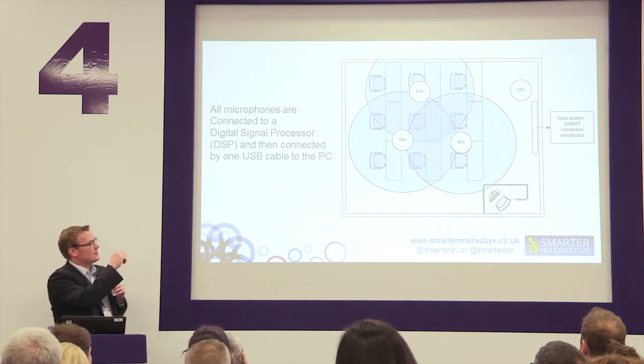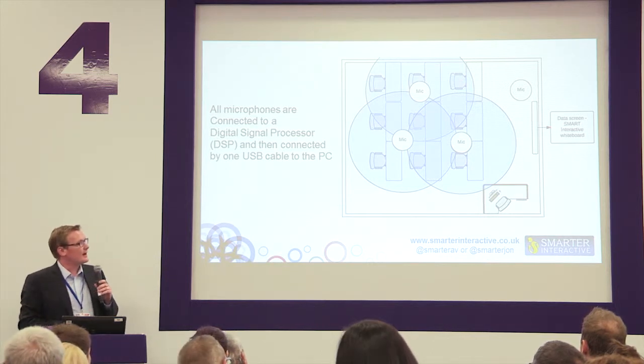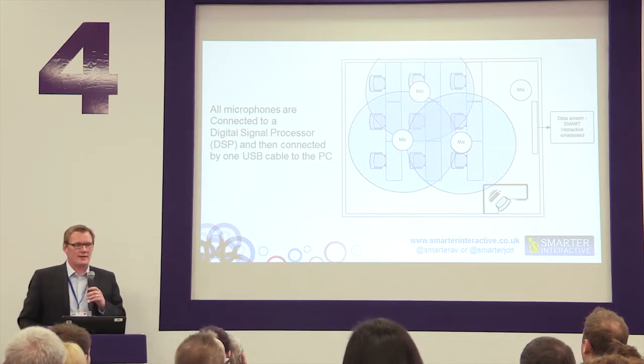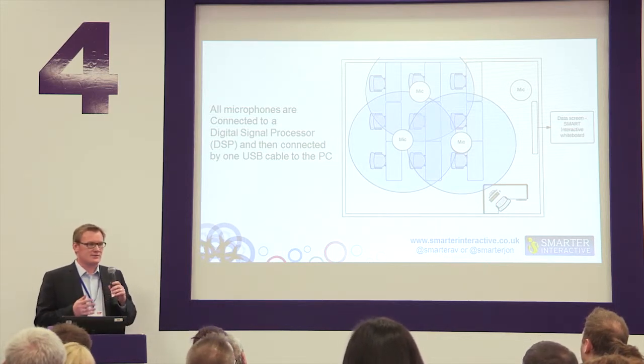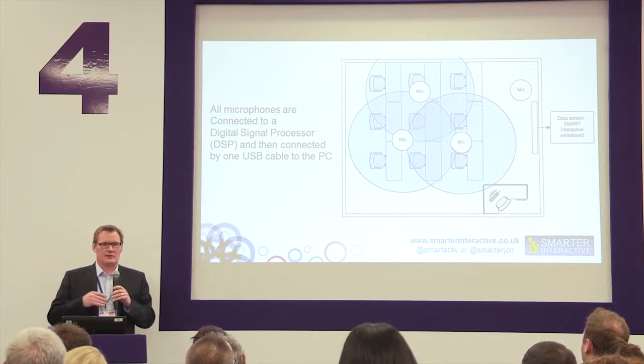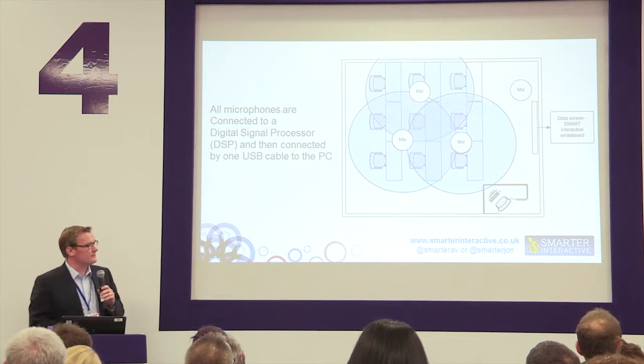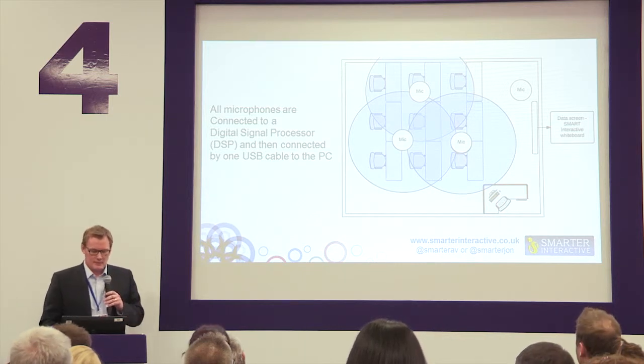So the 3 circles represent ceiling microphones, and the microphone at the front, the other white circle, is usually a wireless microphone. So I'm obviously using a wireless handheld microphone. It could be a wireless lapel microphone. But in this particular example, there are 4 microphones in that room.